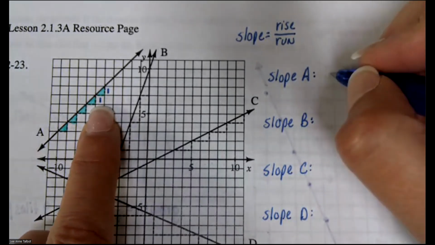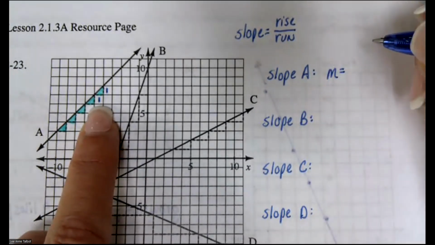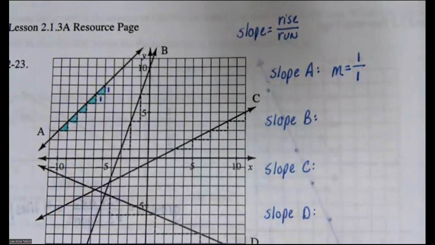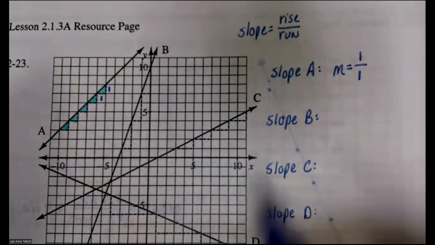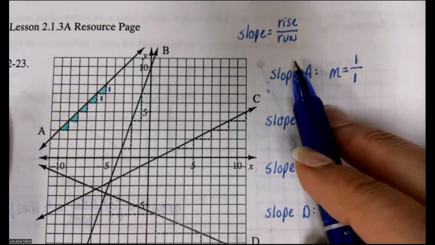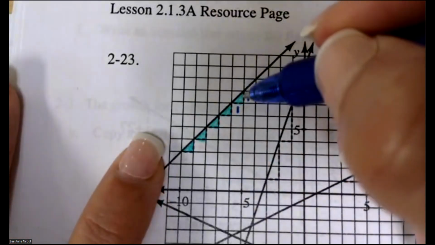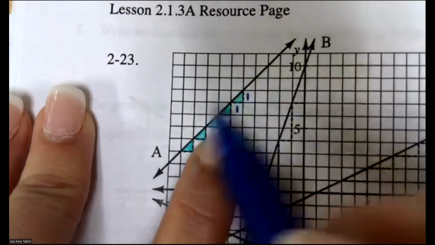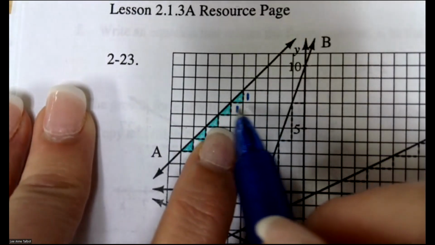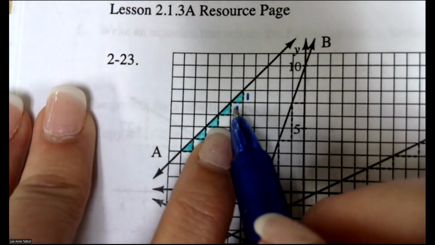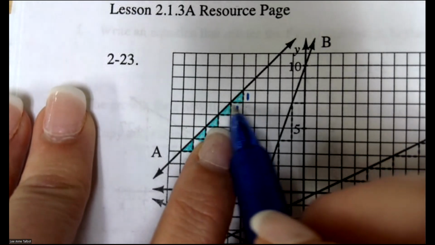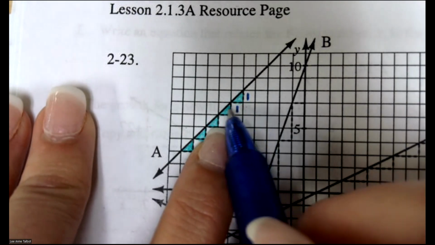Okay, so the slope of A, and we write the letter M for slope. M equals the rise is 1 box. The run is 1 box. Do you guys need me to explain what the rise and run are again? Okay. The rise is how many boxes high this triangle is, and it's 1 box high. And the run is how many boxes is the base of this triangle, which is 1. Rise is up and down, run is left and right. So height, base.